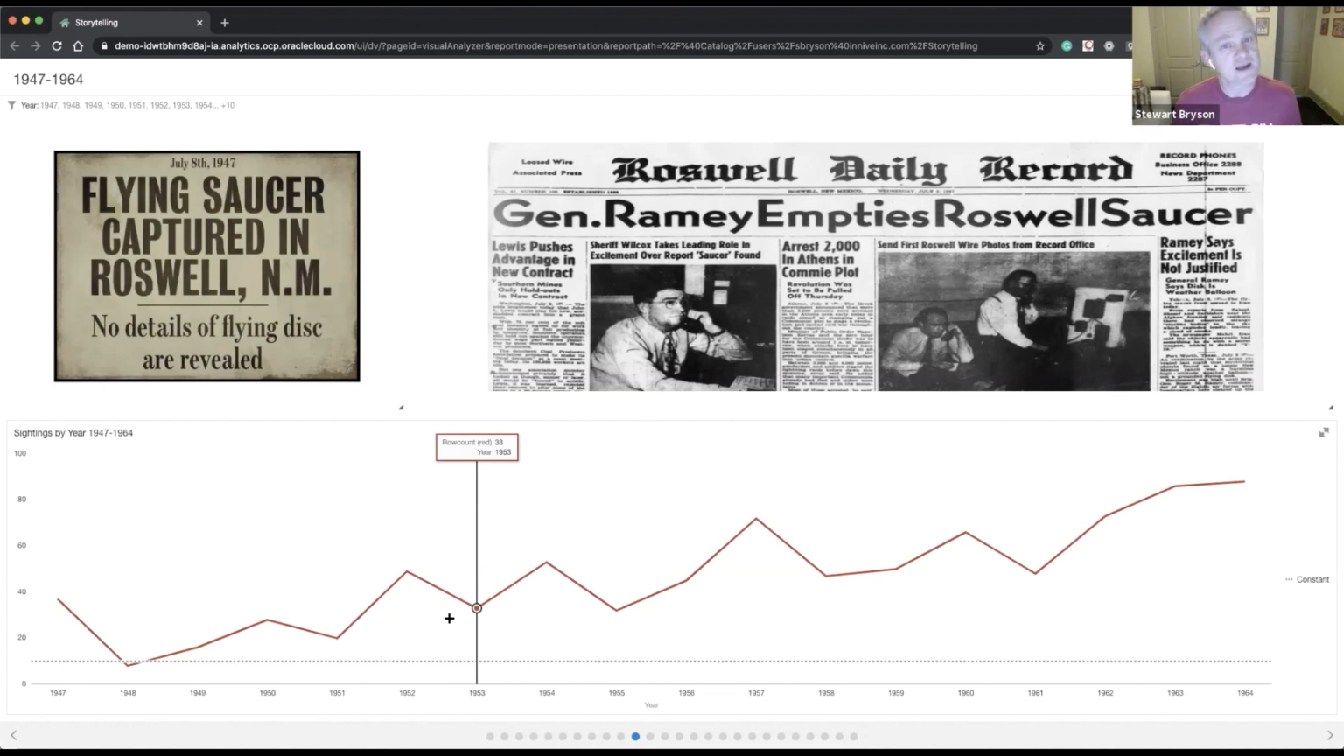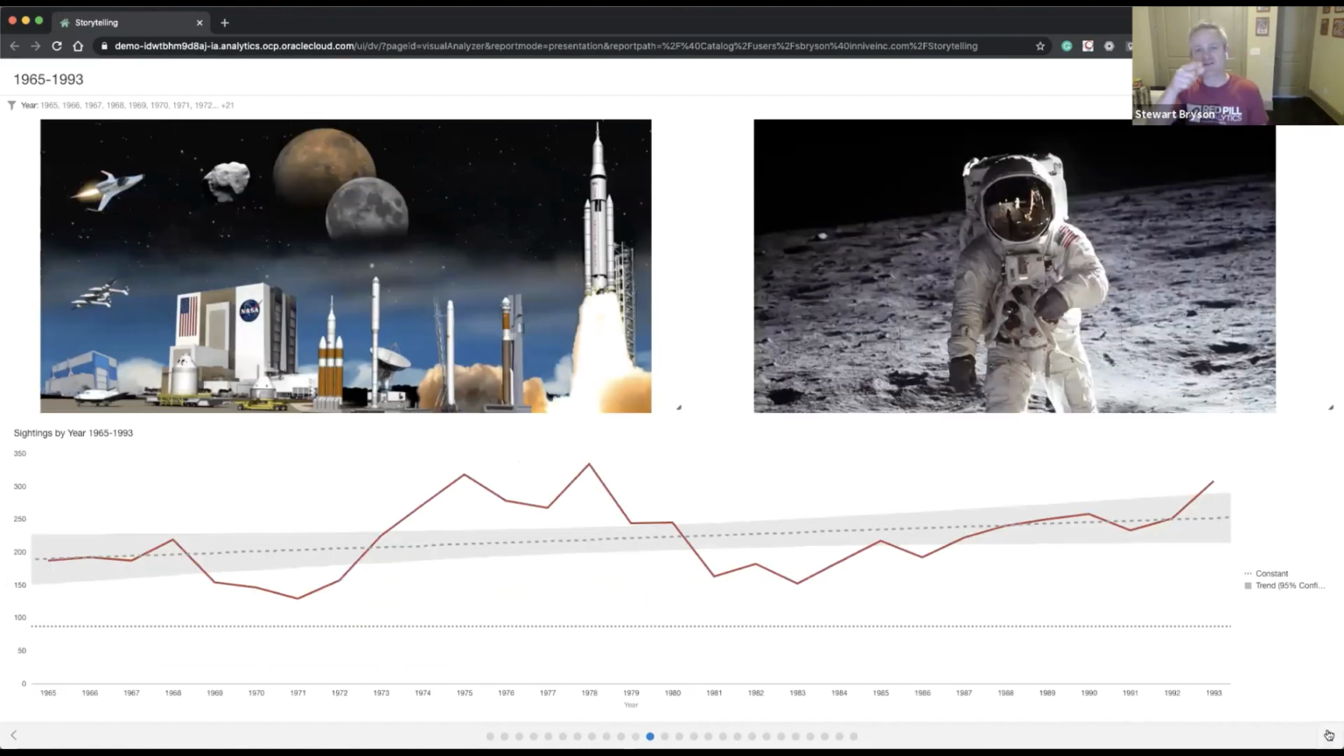Or if, as part of our consciousness, we're now giving a name to something that perhaps we would have ignored. But regardless, definitely after Roswell, the amount of sightings increases pretty significantly. So moving on, that's from 47 to 64. And then from 65 to 93, again, I use the constant from the prior period. So that's the Roswell period.